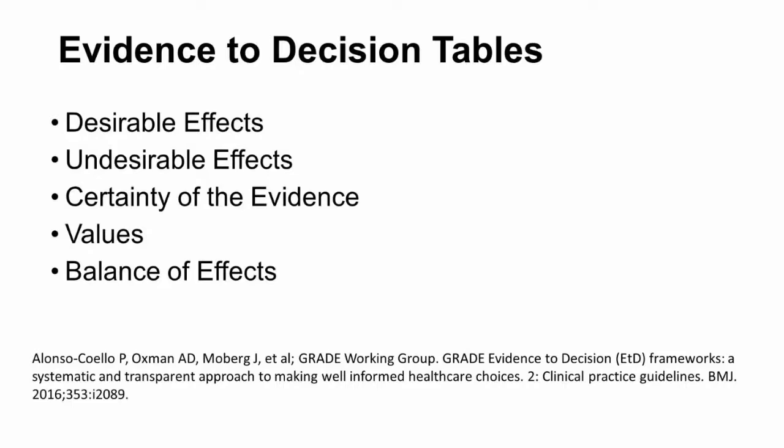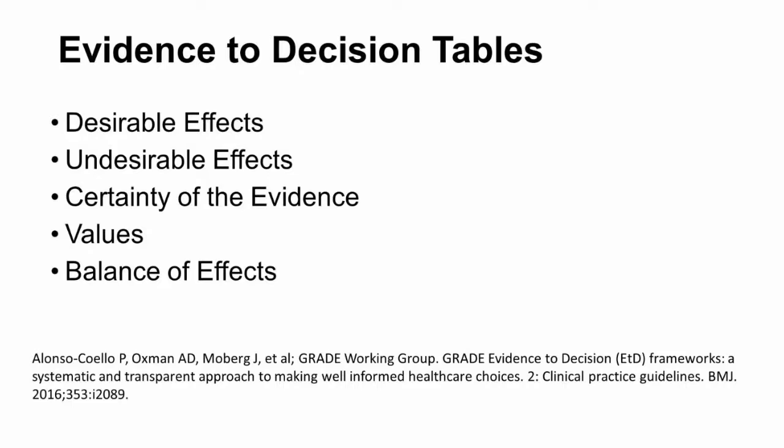Then the panel weighed in on the certainty of the evidence. How certain were we that these effects we were seeing were real? We could decide that they were very low certainty, moderate, or high certainty, or we could have chosen that there are no included studies. Remember that high quality evidence would include things like randomized clinical trials, and lower evidence are cohort studies with no comparison group.